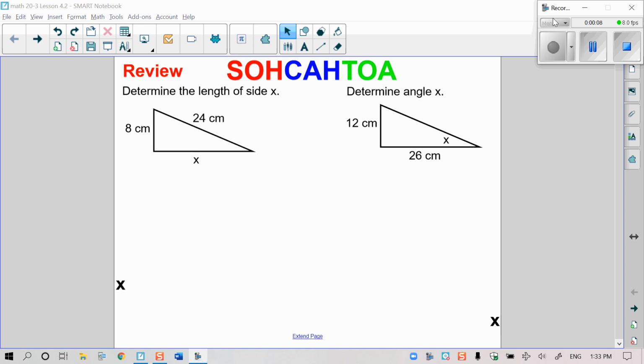In this video, we're going to cover 4.2, but before we do that, let's review Pythagorean Theorem and SOH CAH TOA. In the first example here, I have a right triangle, and I have two side lengths, and I want to find the third.